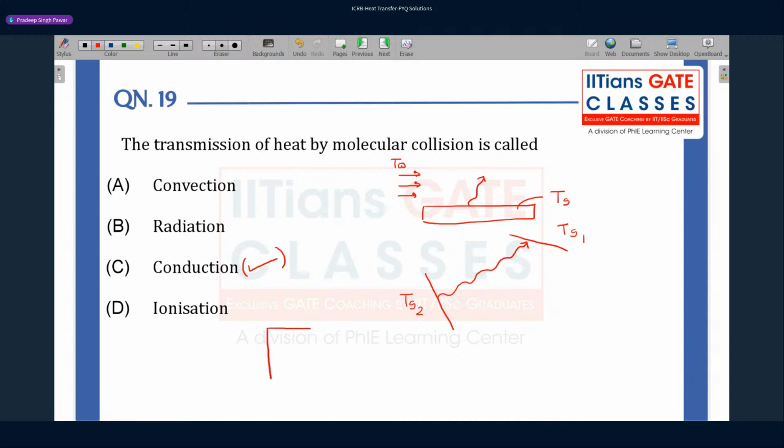Conduction, what happens in conduction? In a medium, if I have one surface at a higher temperature compared to the other surface, then heat gets transferred through the solid by a mechanism which we call conduction. In conduction, energy gets transferred by molecular collisions. There is no net bulk motion of the molecules. Molecules are just vibrating about their mean position, and hotter molecules are colliding with the colder ones, and that's how energy gets transferred from the hot end to the cold end, which is nothing but heat being transferred by molecular collisions. So the answer is C here.